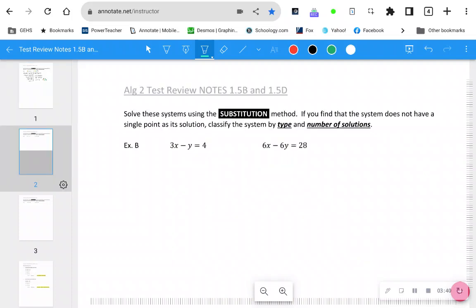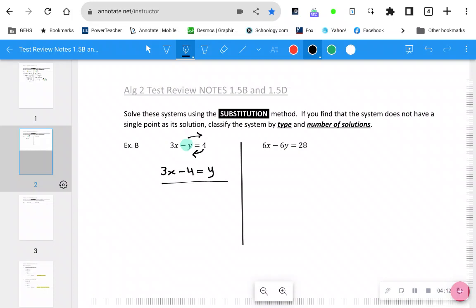Okay, here's another example of this. So I'm going to start by putting them side by side here. And I'm looking for a 1x or a 1y, and I don't see one. However, I see a -1y, and that will do. We can take that over the other side to clear the negative sign, and in the process, I'm going to bring the 4 back. So we'll end up with 3x minus 4 is the same as y.